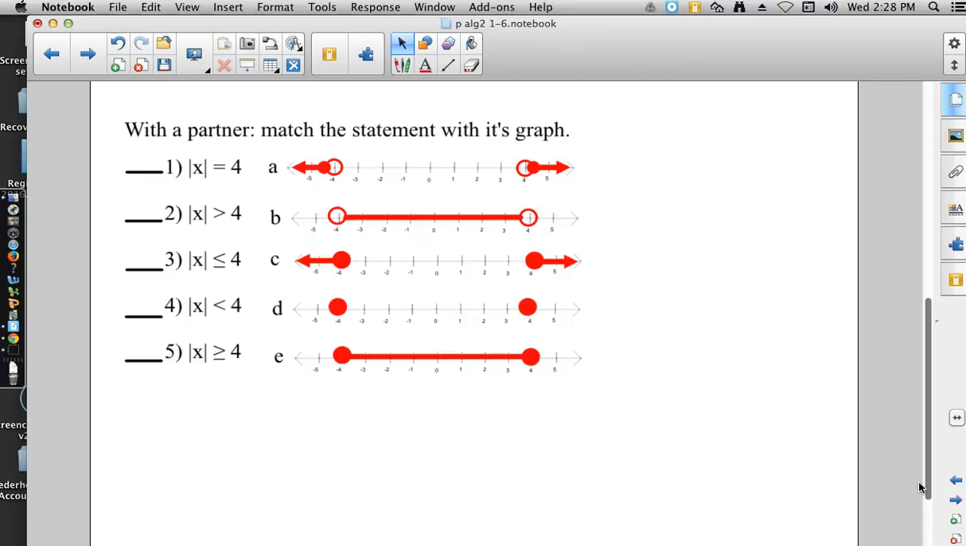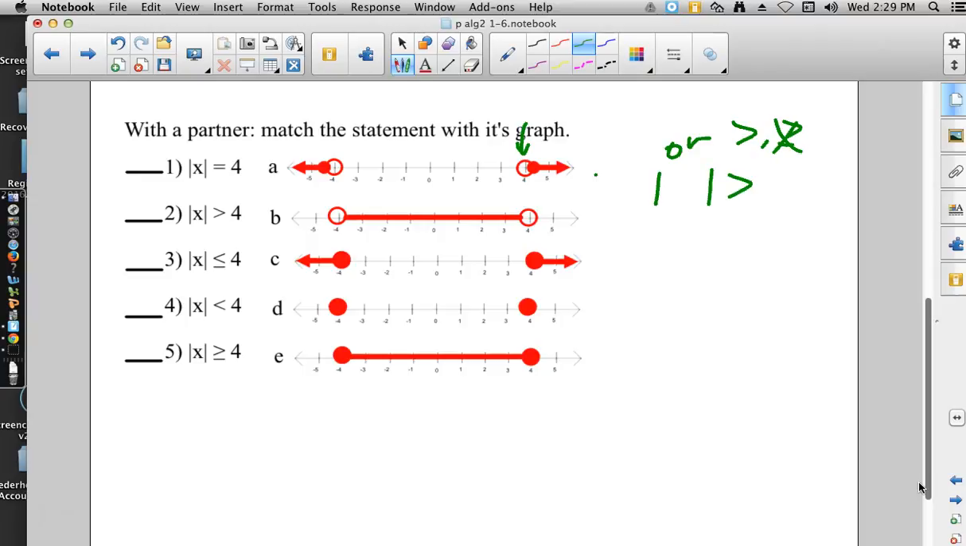Let's look at this one. What I would do is look at the graphs and figure out exactly what's going on. As I look at A, I realize that's going to be an or. Ors have to come from greater than or equal to, but these are not colored in, so it has to be greater than. The absolute value of something has to be greater than something. We're using x for our variable in all the answers here, and we notice this distance is 4. So the absolute value of x is greater than 4. This is A right here.